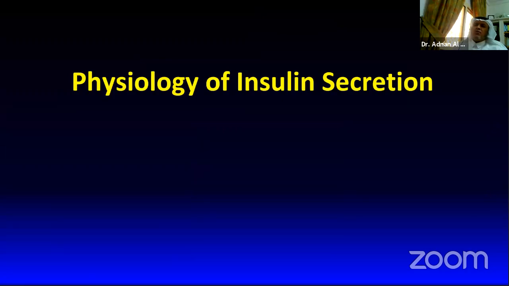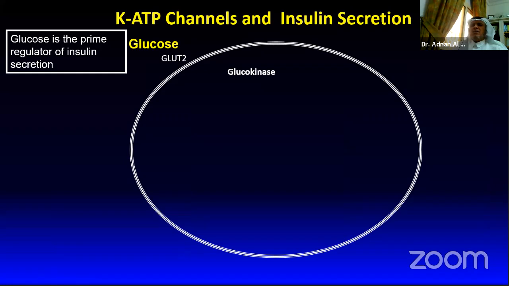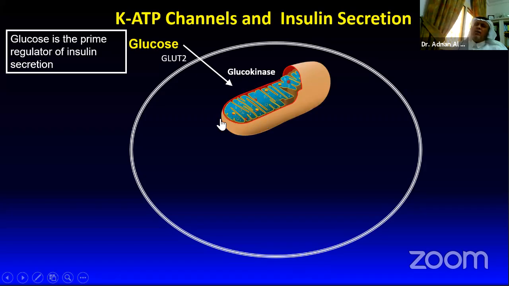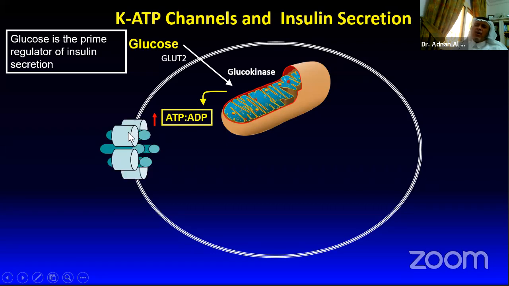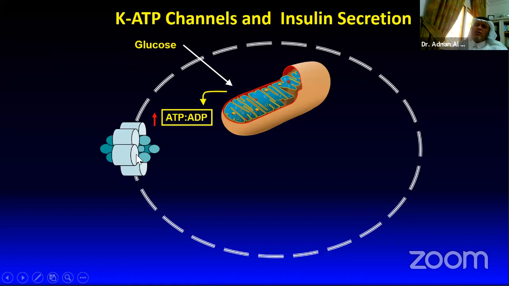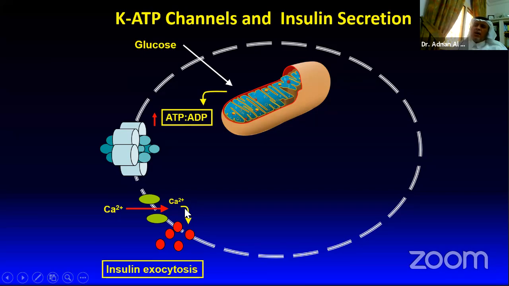So let's start with the physiology of insulin secretion. Glucose is the main stimulator of insulin secretion. Glucose is carried by the glucose transporter 2 inside the islet cells. This is the islet cell. And then it is metabolized by glucokinase and goes into the mitochondria for glucose phosphorylation, and that will cause a high ATP to ADP ratio. That will close the potassium ATP channel. When it is closed, there is a depolarization of the membrane, followed by efflux of potassium outside the cell and influx of calcium inside the cell, and that will cause secretion from the insulin granules.